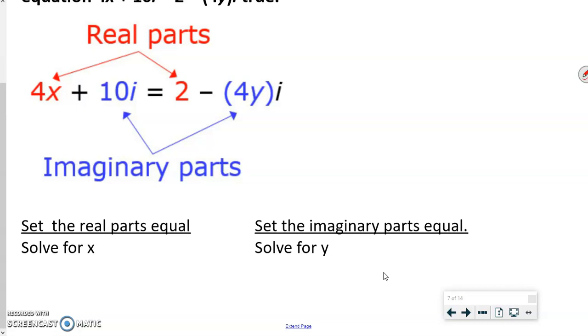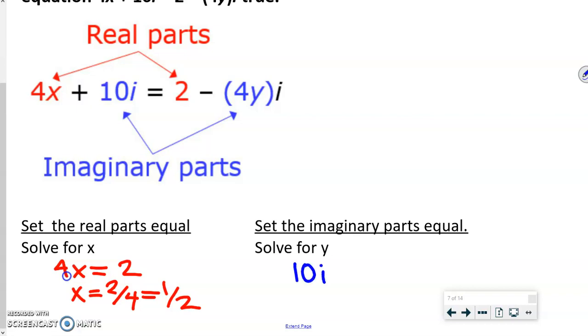So when we do that, we've got 4x equals 2. So x equals, we're going to divide both sides by 4, 2 over 4, which is equal to 1/2 when we reduce it. Now when we talk about the y values, we've got 10i, again because that's imaginary. We set that equal to -4yi.